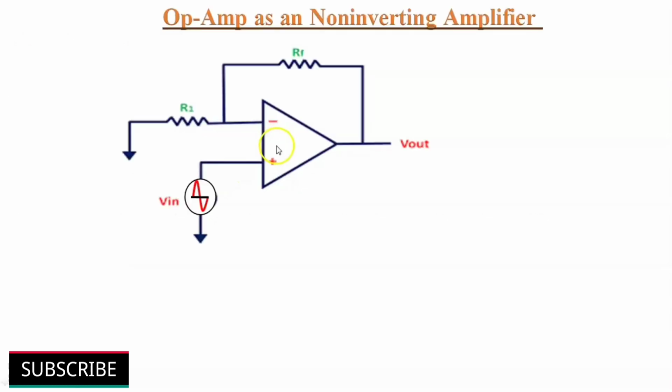The op-amp is connected as non-inverting amplifier as shown in figure. The input signal is applied to the non-inverting input. The output signal is applied back to the input through feedback circuit formed by feedback resistor RF and input resistance R1. This produces negative feedback in this circuit. Since the input signal is applied to the non-inverting input, the output signal will be non-inverted. That is, the output signal will be in phase with the input signal. Hence the name non-inverting amplifier.